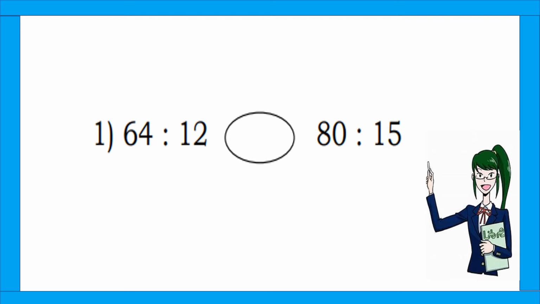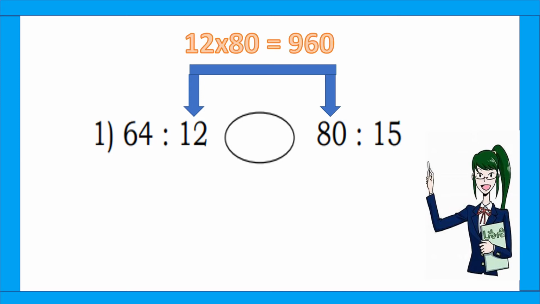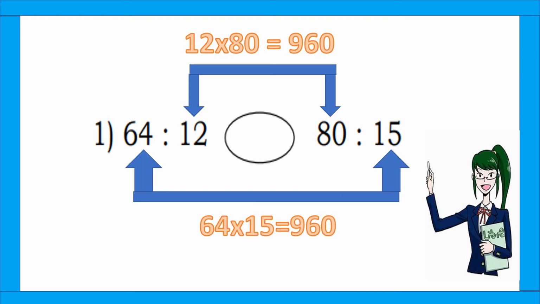12, blank, 80 to 15. Now, identify the parts. The means are 12 and 80, the extremes are 64 and 15. So multiply the means. 12 times 80 equals 960. 64 times 15 equals 960. Since the products are equal, the two ratios are equal.